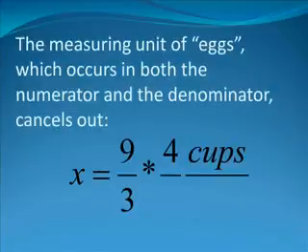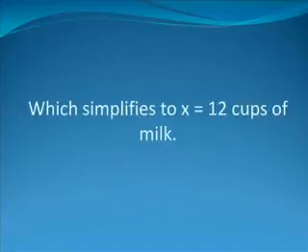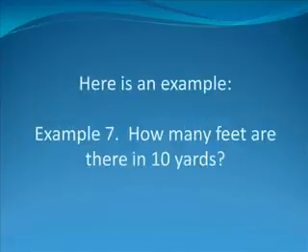At first we have x equals 9 eggs times 4 cups divided by 3 eggs once we multiply both sides by 9 eggs. The eggs cancel out and we are left with x is equal to 9 times 4 cups divided by 3. And multiplying, we have x equal 36 cups divided by 3, which simplifies to x equal 12 cups of milk. Almost all measurement conversion problems can be solved as ratio proportion problems.